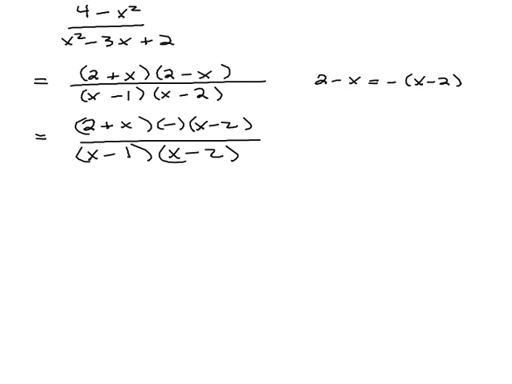Well, now we have an x minus 2 in the numerator and an x minus 2 in the denominator. That simplifies out. That's 1. And we're just left with the opposite of 2 plus x over x minus 1. That might be written in several other ways, but that is the original rational expression completely simplified.